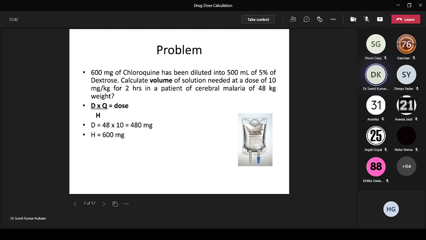Supply on hand: how much drug do we have? We have 600 milligram of chloroquine with us, and it is dissolved in how much quantity? Dissolved in 500 ml. So if we put all these values in the formula, what we get is 480 multiplied by 500 divided by 600. That is 400 ml of this 5% dextrose must be administered to the patient in order to achieve this 480 milligram of chloroquine. Is it clear?